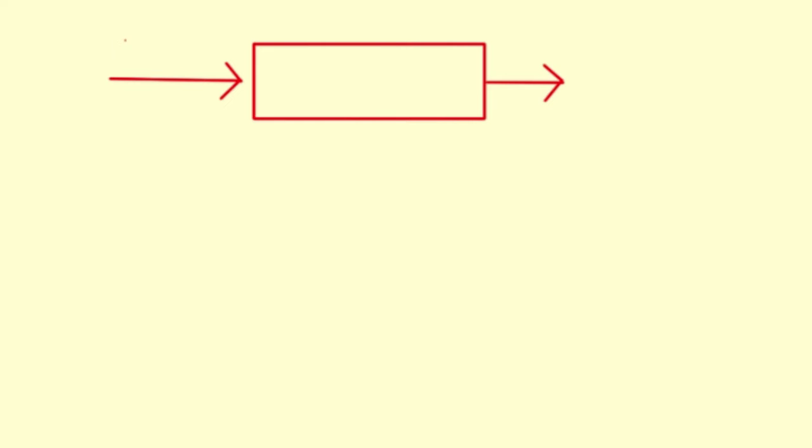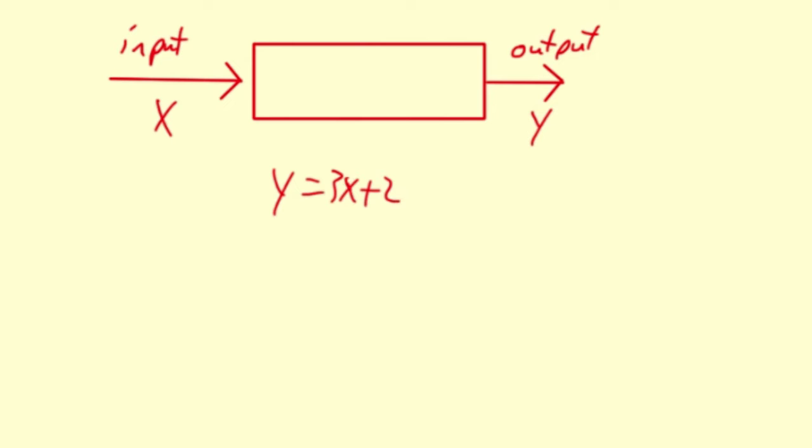This value here is called the input, and the value coming out is the output. Most typically, x will be the input variable, but that can change. And typically, the output variable is y. So an example of a function equation could be y equals 3x plus 2, where the input value is x and the output value is y.